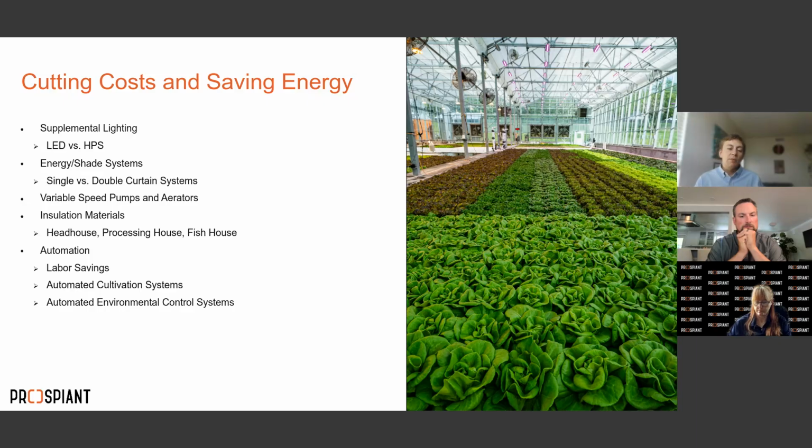That might be automated cultivation systems. It could be automated environmental control systems. Quite honestly, we could probably do an entire webinar series on automation alone. So there's probably not too much we want to get into there, but automation is going to be a really big key in just helping your business thrive and save as much money as possible.